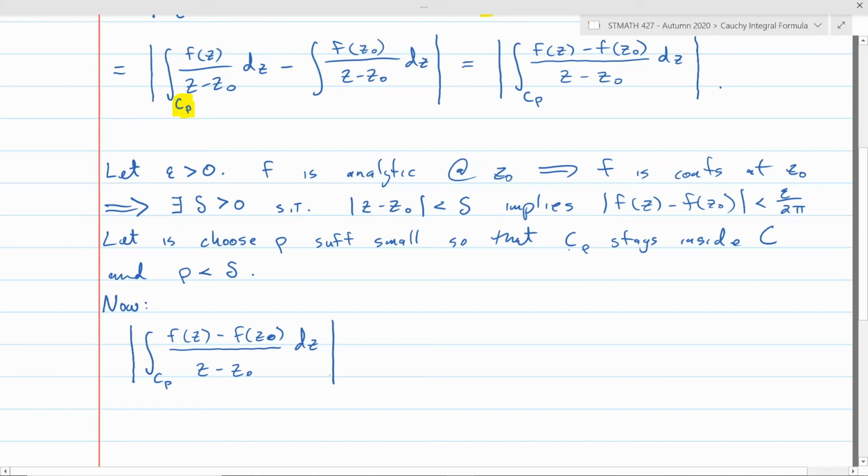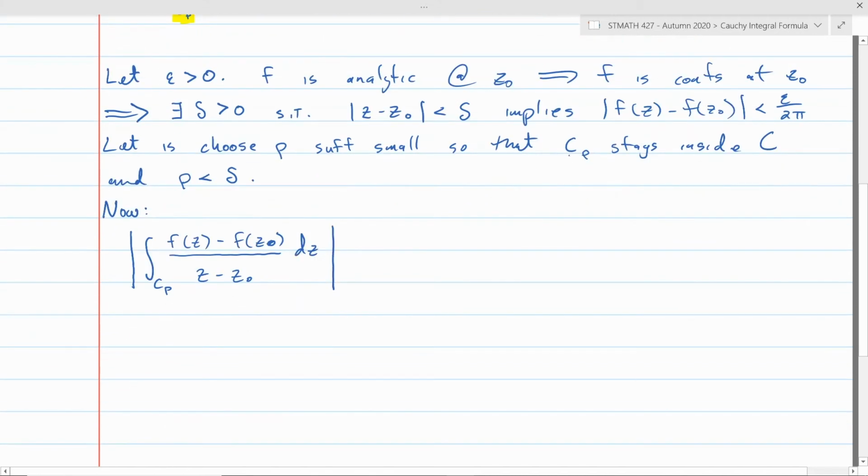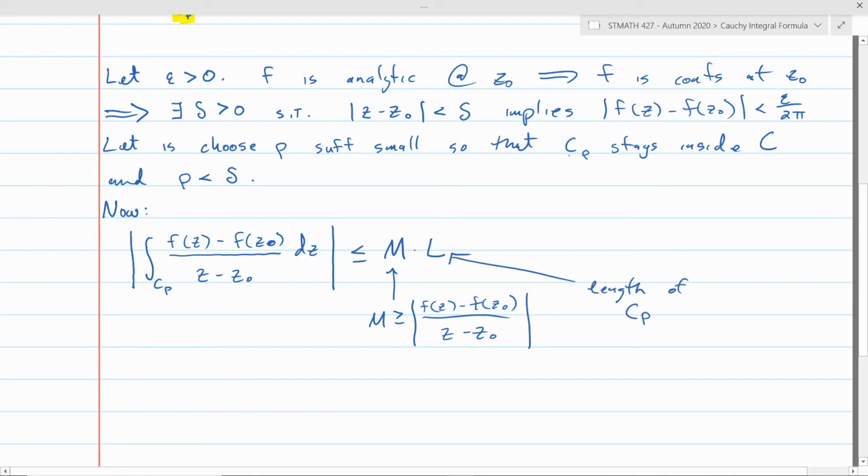So, I want to use that theorem that says that the modulus of the integral is less than or equal to this M times L business, where the M is an upper bound on the modulus of the thing that you're taking the integral of, and the L there is the length of your curve. Well, the length of C rho is easy because C rho is a circle of radius rho, so this is just 2 pi rho, right?